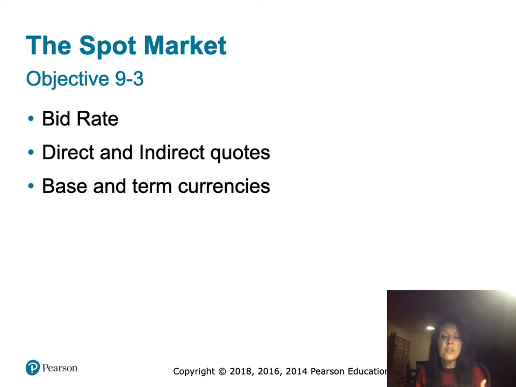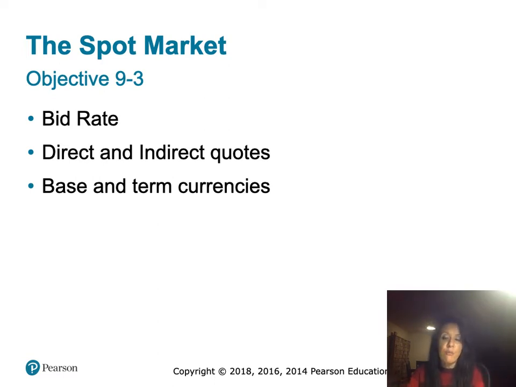So this means the dealer is willing to buy pounds at $1.4 each and sell them for $1.4 each. This is also known as buying low and selling high.